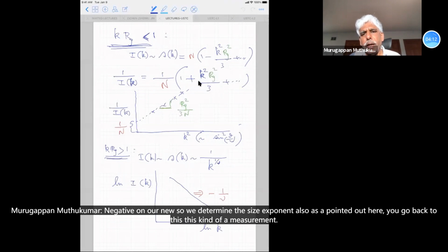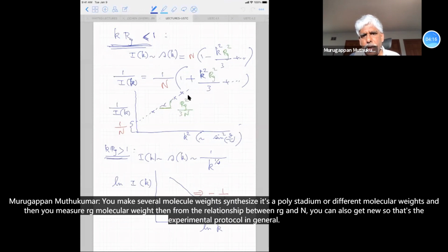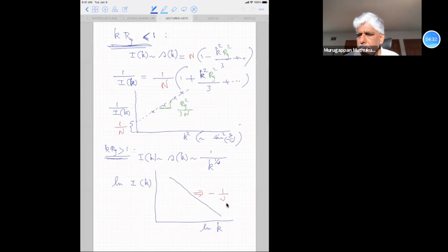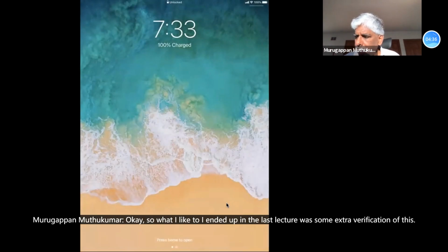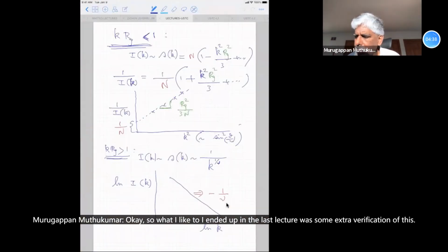Also, as I pointed out, you can go back to this kind of measurement. You make several molecular weights, synthesize, say, polystyrene, but with different molecular weights. And then you measure Rg versus molecular weight. Then from the relationship between Rg and N, you can also get nu. So that's the experimental protocol in general. Okay, so what I ended up with in the last lecture was some experimental verification of this.